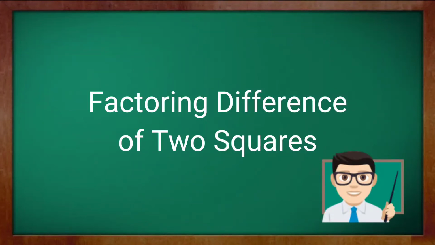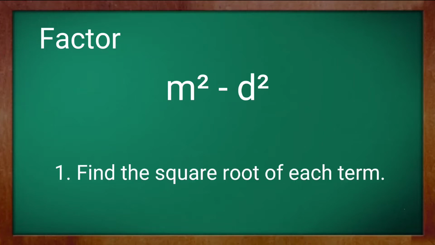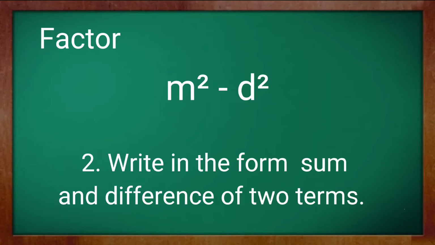Factoring difference of two squares. Difference of two squares is of this form, a square minus a square. To factor, find the square root of each term, then write in the form sum and difference of two terms.